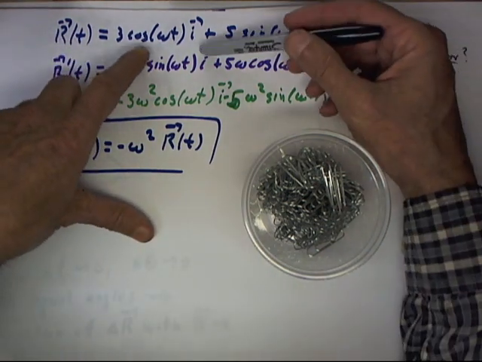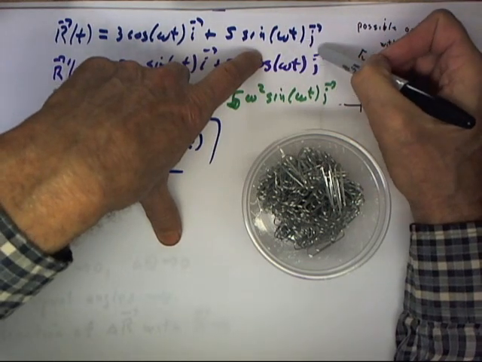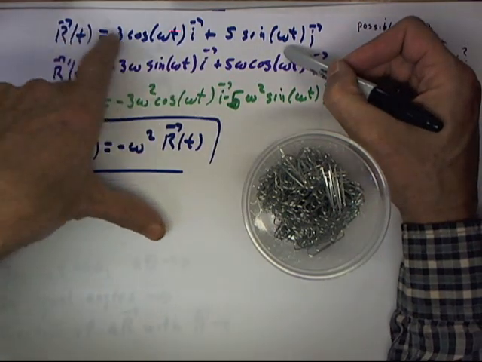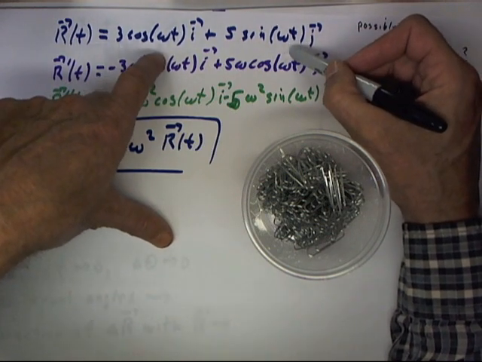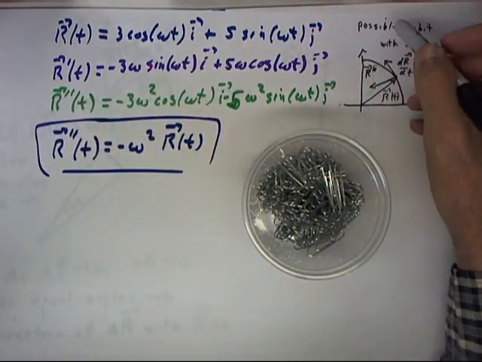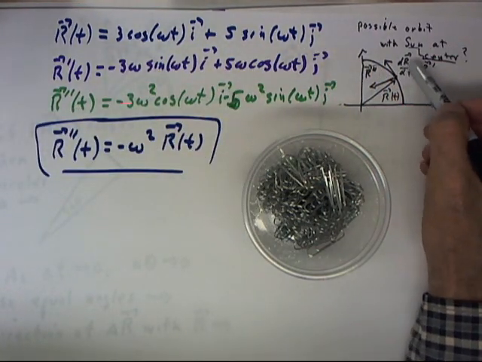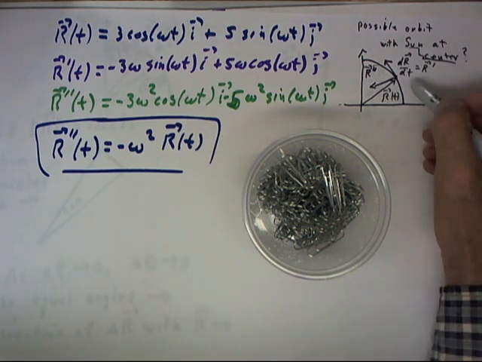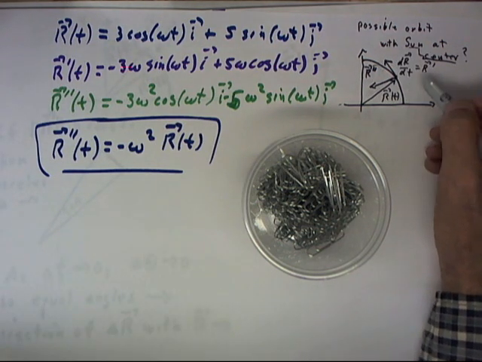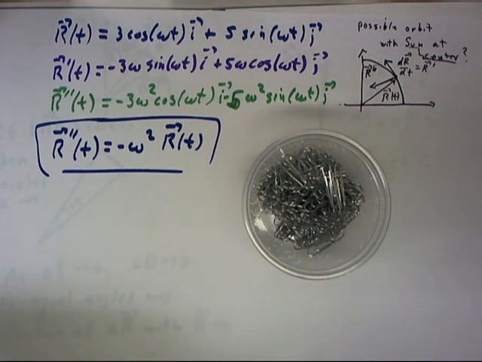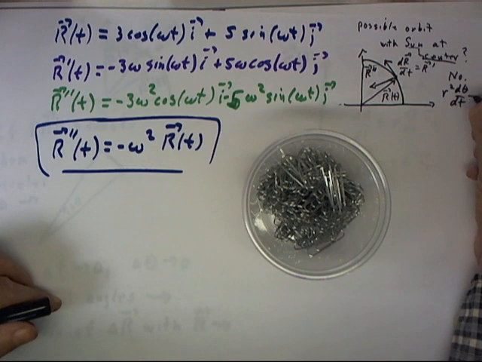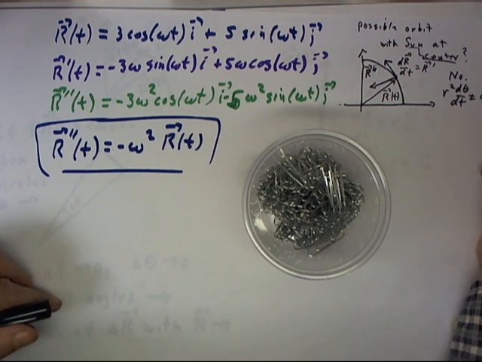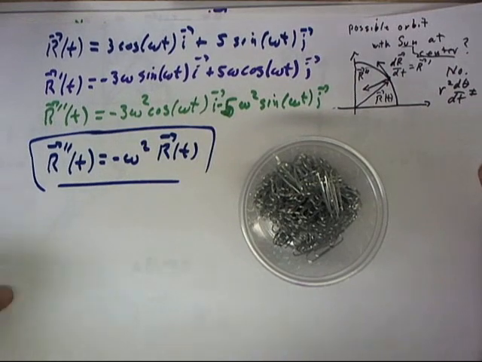Considering again the function r of t equals 3 cosine omega t i plus 5 sine omega t j, which is just a vector representation of the parametric equations we saw in the preceding: x of t equals 3 cosine omega t, y of t equals 5 sine omega t. We asked the question, is this a possible orbit with the sun at the center? And we determined that it wasn't, because r squared d theta dt was not constant. So we don't have that necessary condition.